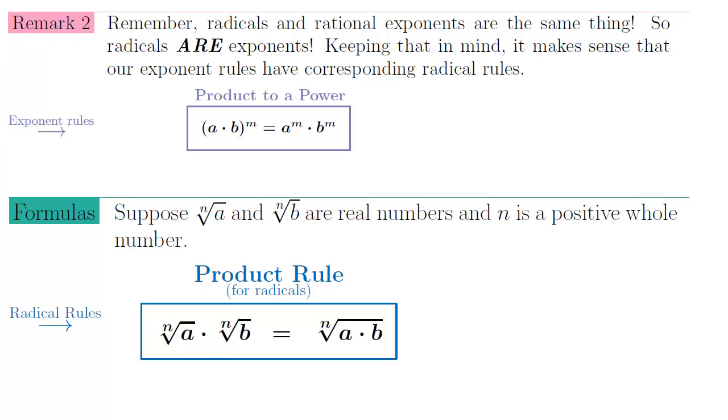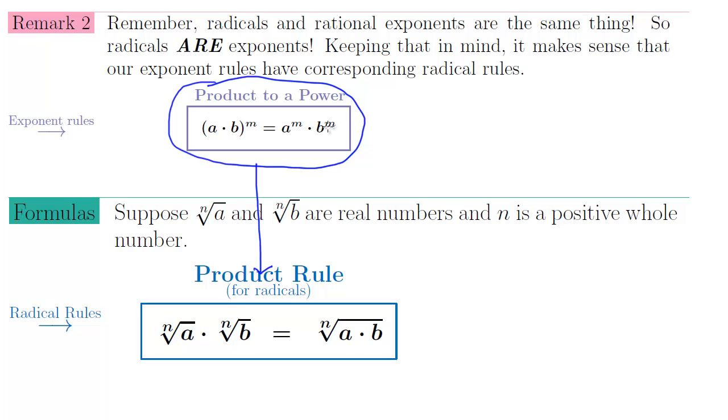Okay, so remember, radicals are rational exponents. The square root is the same thing as the 1/2 power. So it shouldn't surprise you that our exponent rules that we talked about a while ago translate into radical rules. In fact, the product to a power rule that we had before translates into what we call the product rule for radicals.